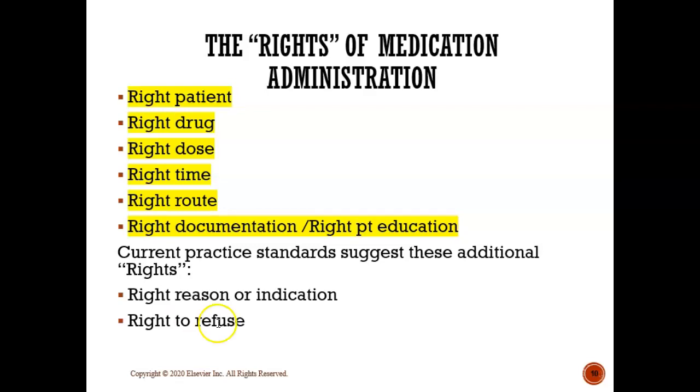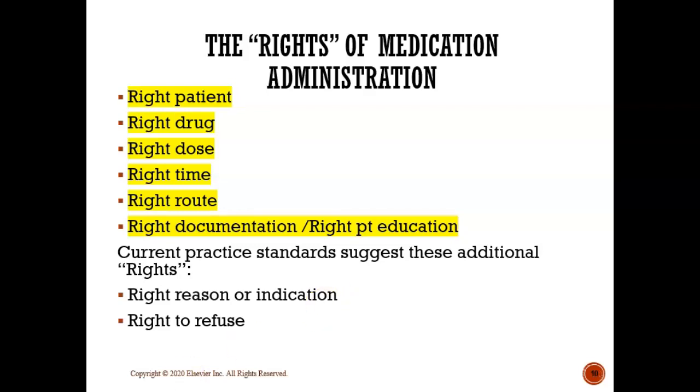But the reason that I don't think it's needed is because the right reason or right indication, a lot of the times that will be part of your documentation. So that's usually documented anyway. And then the right to refuse. Whenever the patient refuses, you document that anyway. So I don't think it's something that should be separate. That can be included in the right documentation.